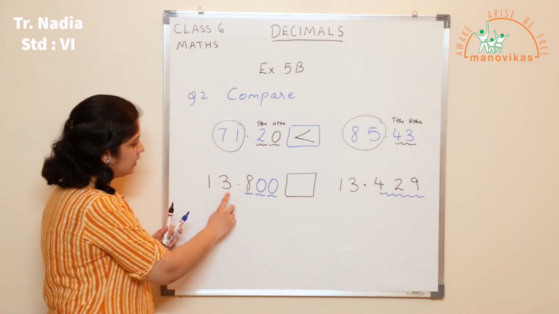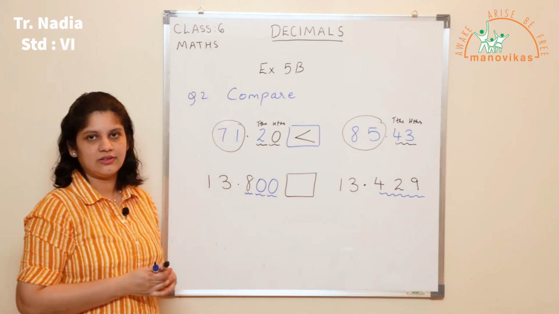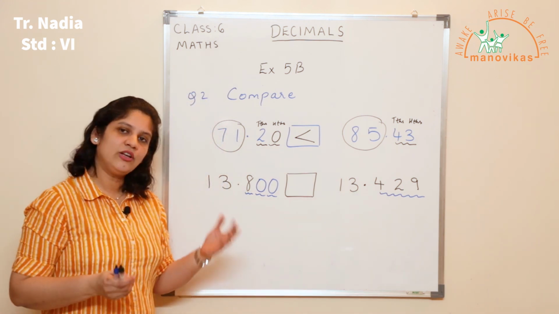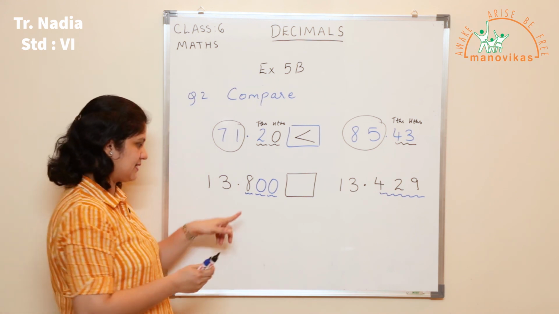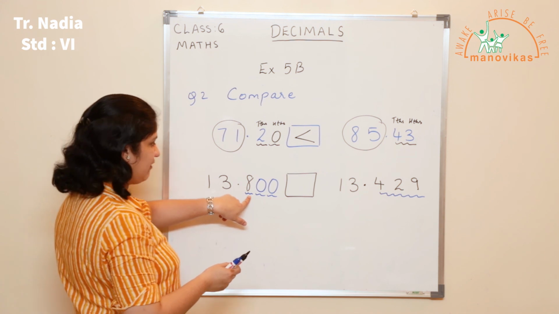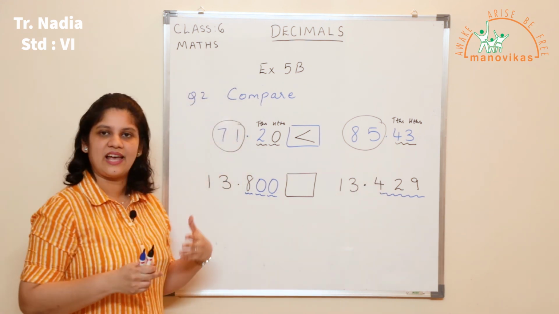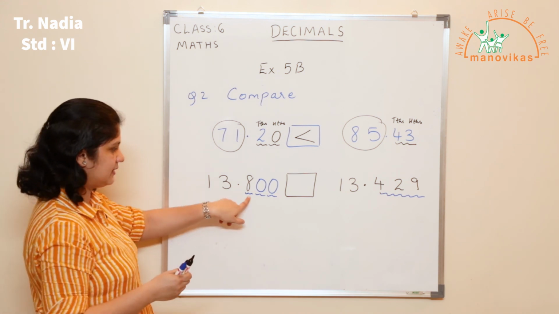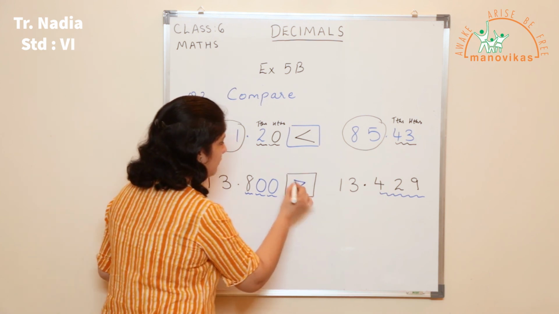So my decimal places are made like. Now if you look here, the whole number is 13 in both the cases. So I cannot compare the whole number. If the whole number is same, you next move to the tenths place. Now in the tenths place, I have 8 here and I have 4 here. So which number is having the bigger tenths place? This number. It is having 8 in the tenths place. So this number will be big.